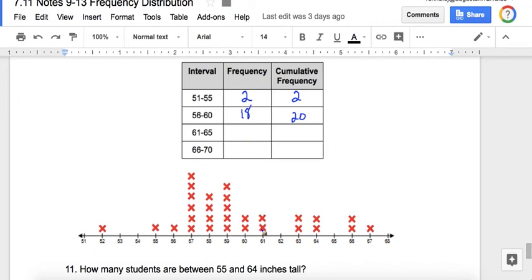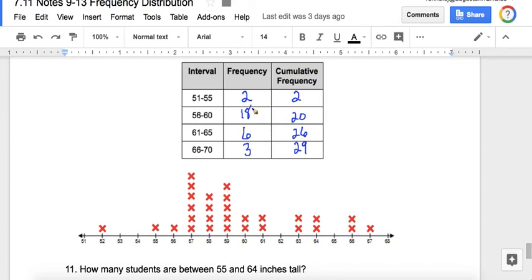Now 61 to 65, 1, 2, 3, 4, 5, 6. So now I had 20, now 6 more makes it 26 for the cumulative frequency. And 66 to 70, I count these 3. So now the cumulative frequency is 29.